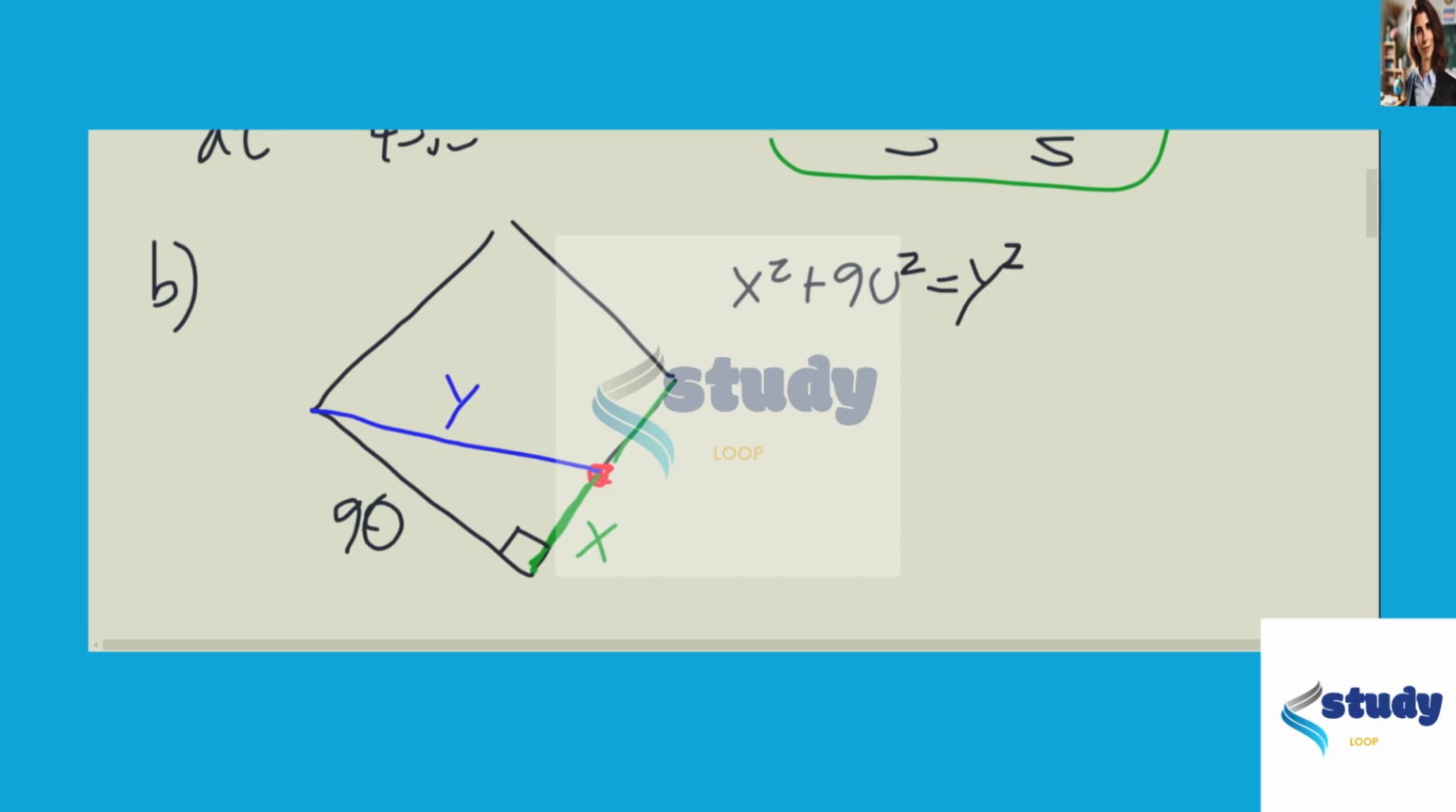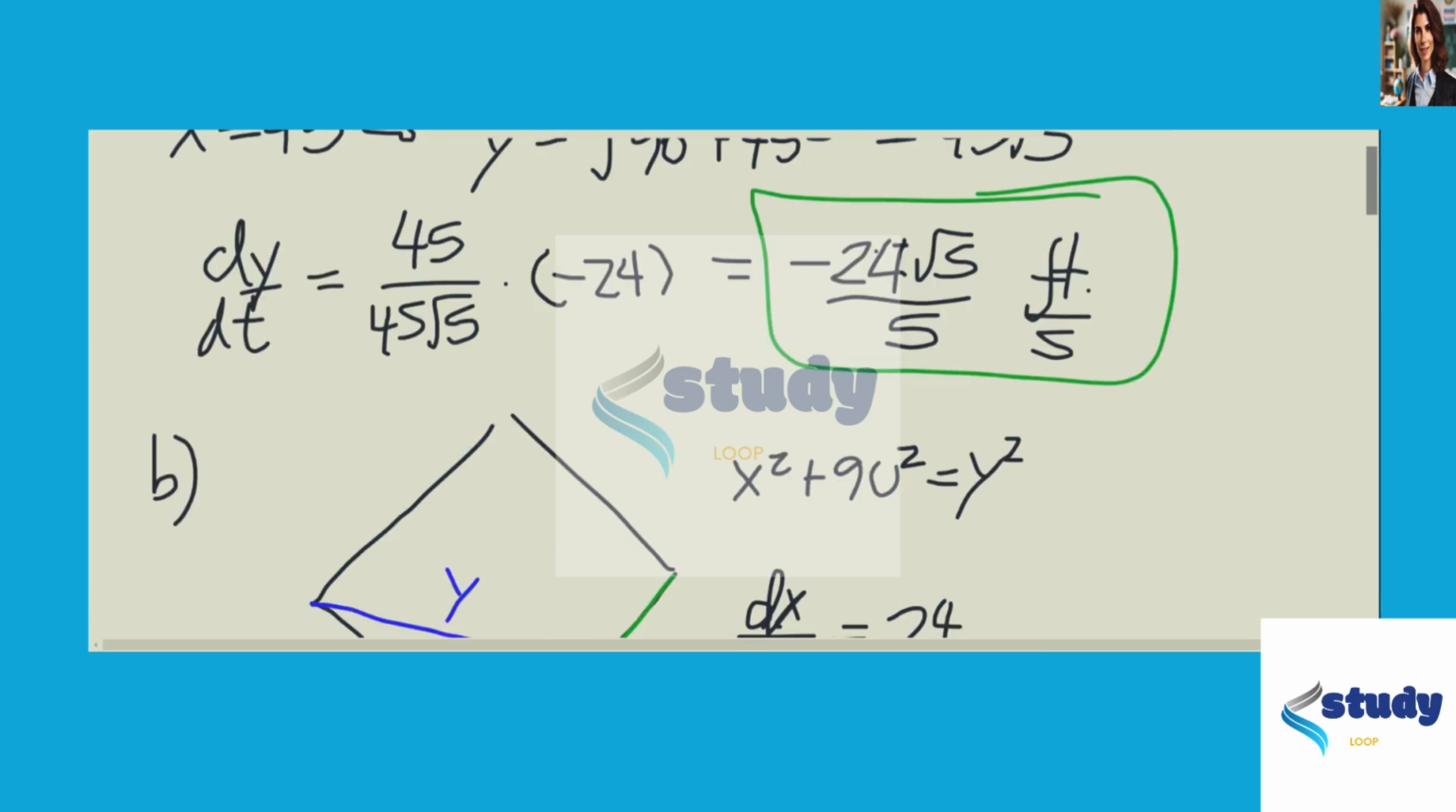Now, in this case, x is increasing because the runner is running towards first base. And so dx/dt is positive 24. And again, at this instant, we're saying that x is equal to half of 90, which is 45. And therefore, once again, y is equal to 45 root 5.